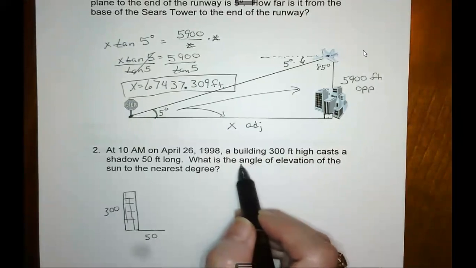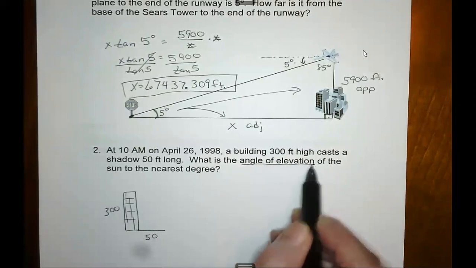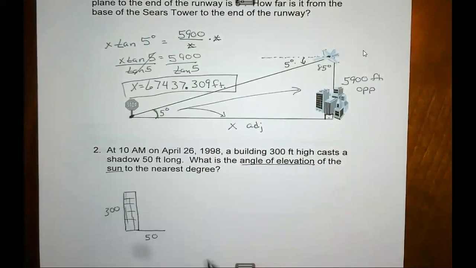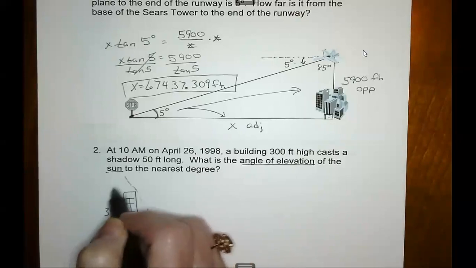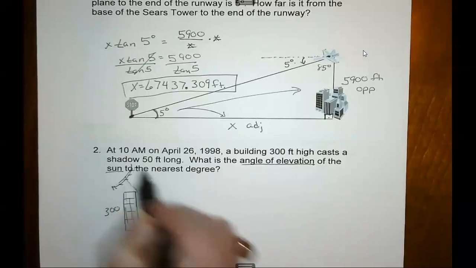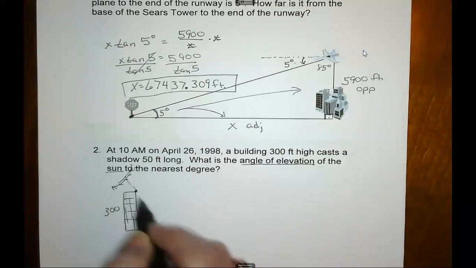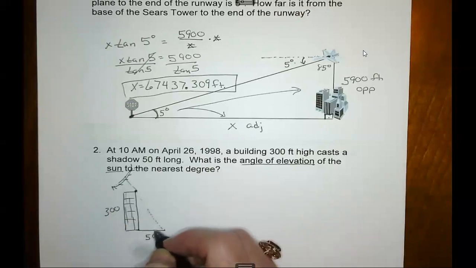It wants to know, what is the angle of elevation to the sun? Well, the sun is what causes this shadow. So that sun has to be shining up here somewhere to create that shadow. It hits the tip of the building, causes the shadow. So if it's talking about angle of elevation to the sun, that means from here looking up, from the ground looking up. That's the angle we want to find.